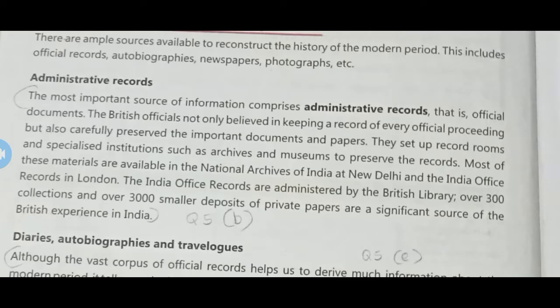The most important source of information comprises administrative records, that is, official documents. So one important source of information we have is administrative records. What does administrative record mean? That means official documents.